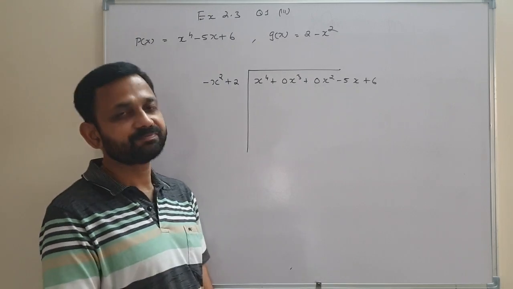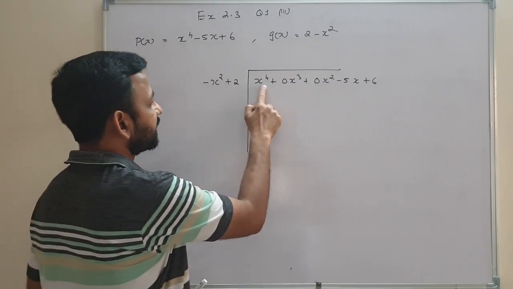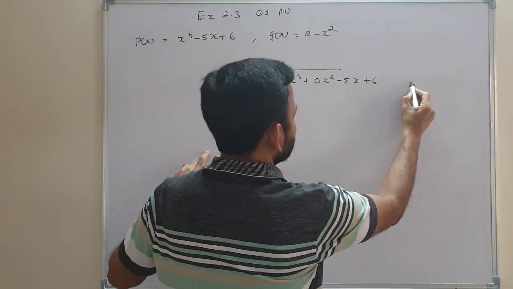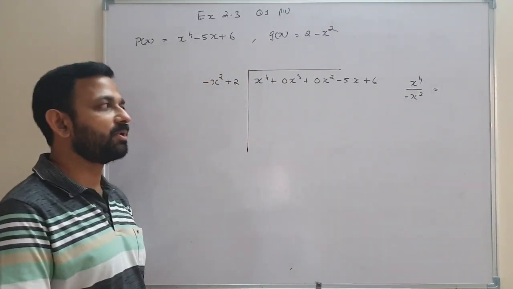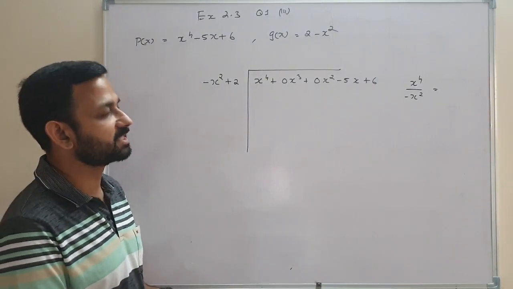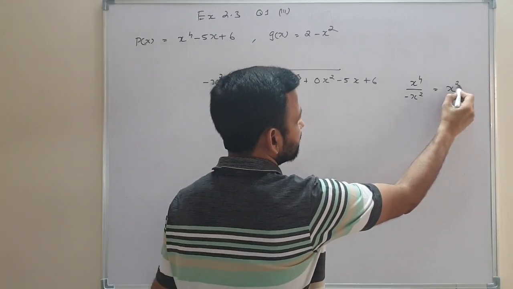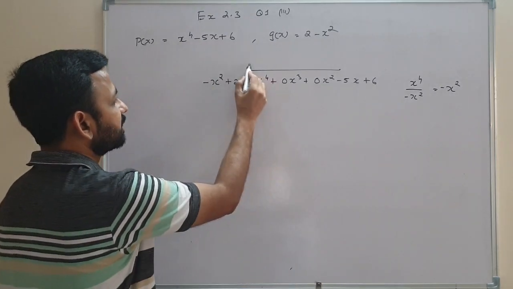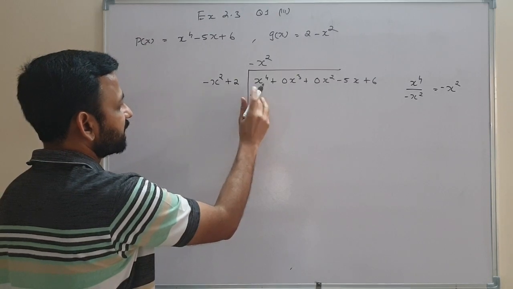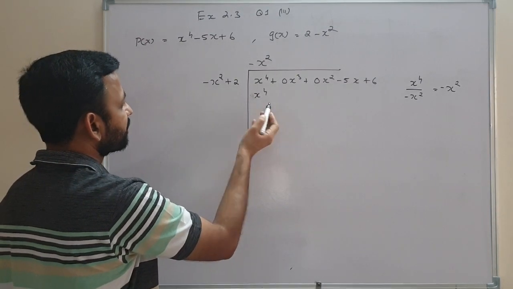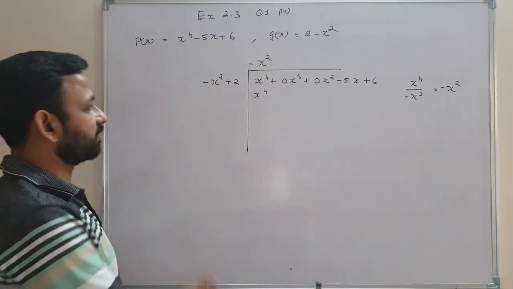And when we do the division, the first term is divided by the first term. First term divided by first term, that is x raised to 4 upon minus x square. X raised to 4 upon x square, laws of exponents we studied in 9th standard. X raised to 4 upon x square is x raised to 4 minus 2, that is x square, and the minus sign is there. So we will write a minus x square. We got the answer minus x square. You write minus x square there.